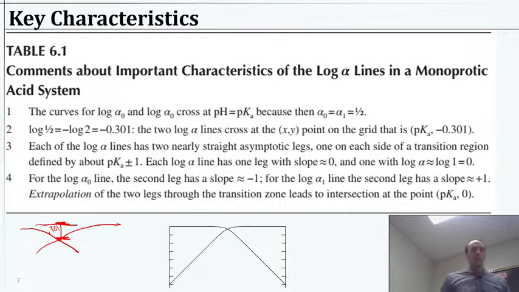Otherwise, the other things I've described are pretty much encapsulated here, probably written a little more clearly. And the other thing is the slopes here on the log-log plot are going to be approximately 1, at least in the linear range. So the slope should be 1 here and -1 here.